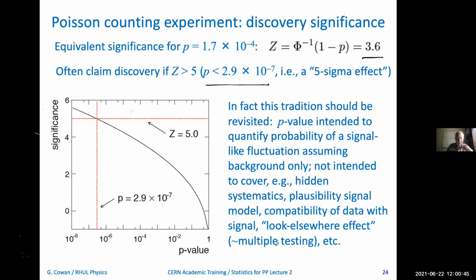It could be used to try to cover up all sorts of possible problems, but the p-value is really only supposed to answer a very specific question, namely the probability, under the assumption of that hypothesis, to find data as discrepant as what we found or more so. So in any case, the tradition in particle physics nevertheless has been to use the word discovery in the title of your paper if the significance is at least 5.